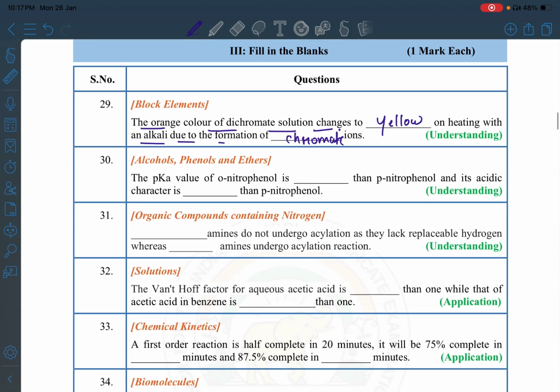Then, the pK of orthonitrophenol is greater than that of paranitrophenol because its acidic character is lower. pK is inversely proportional to acidic strength, and paranitrophenol is more acidic than orthonitrophenol because of intramolecular hydrogen bonding. So the acidic character of orthonitrophenol is lower than paranitrophenol.